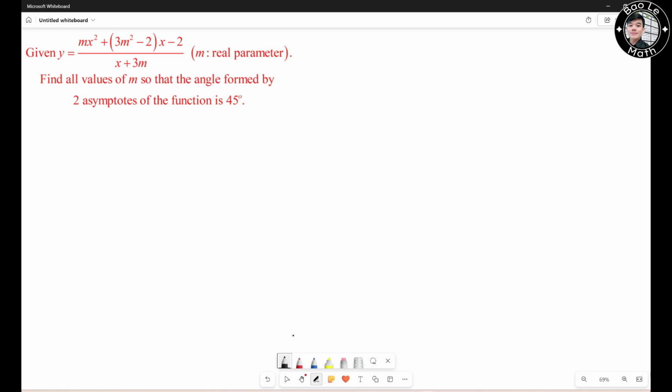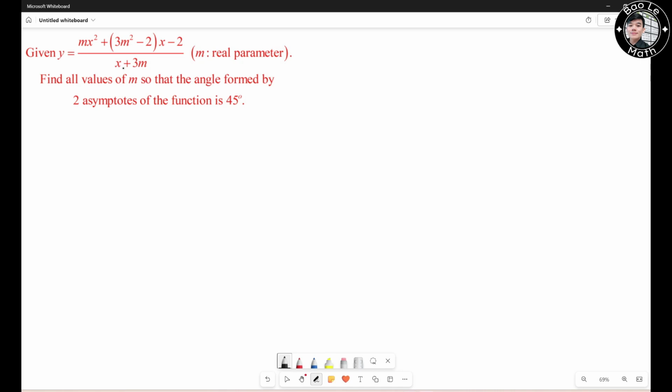Alright, given the rational function y equals (mx squared plus (3m squared minus 2) times x minus 2) over (x plus 3m), where m is a real parameter. We need to find all values of m so that the angle formed by two asymptotes of the function is 45 degrees. Alright, so by observation, we know that the degree of the numerator is greater than the degree of the denominator.